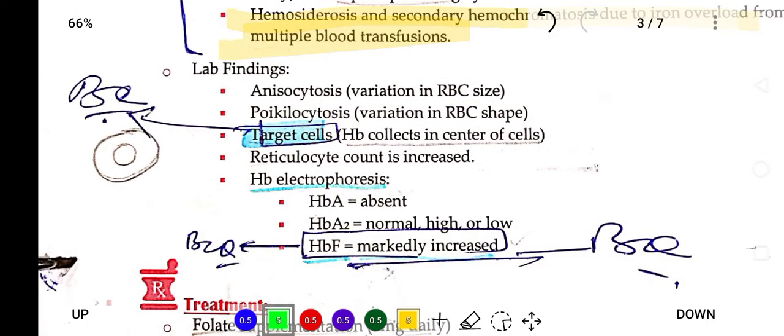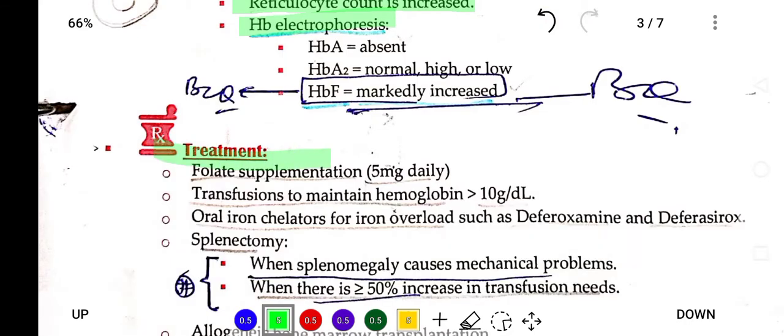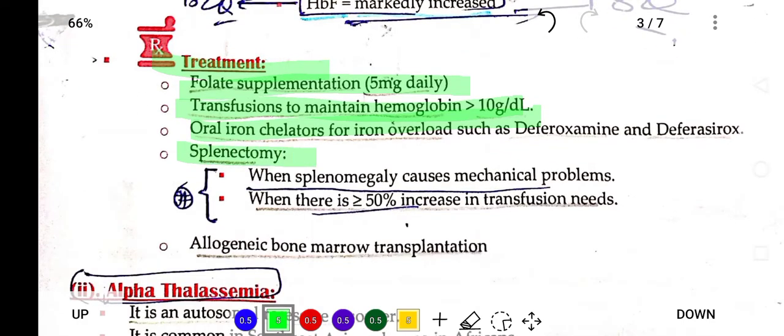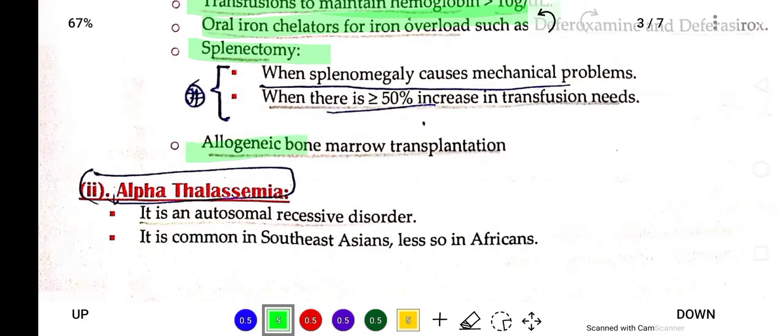Lab findings will be anisocytosis, poikilocytosis, target cells, increased reticulocyte count, and hemoglobin electrophoresis. Treatment will be folate supplementation, transfusion, and iron. Oral iron chelation should be given, and splenectomy is also important. Allogenic bone marrow transplant is also required for treatment.